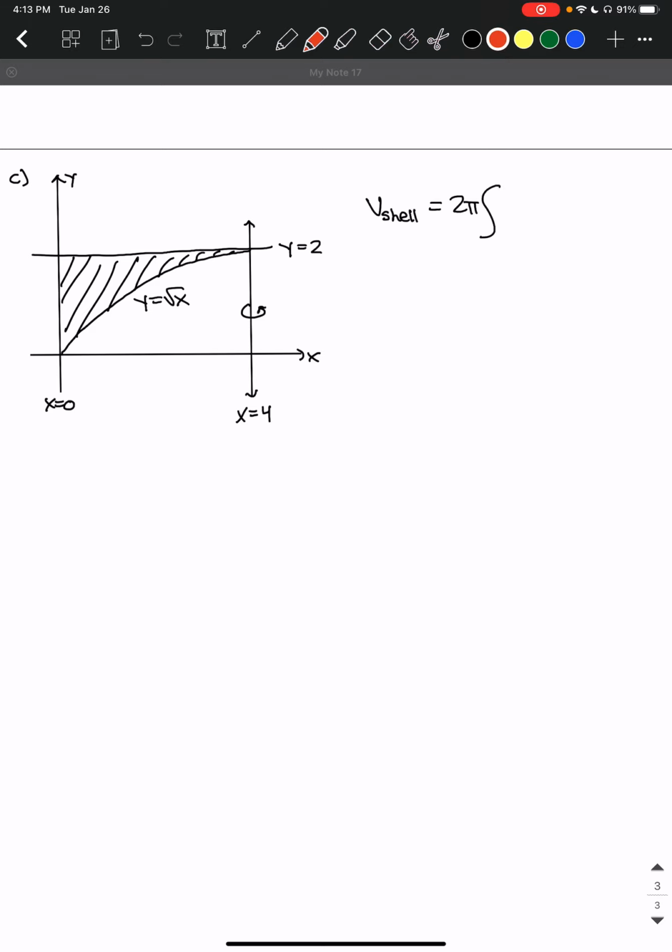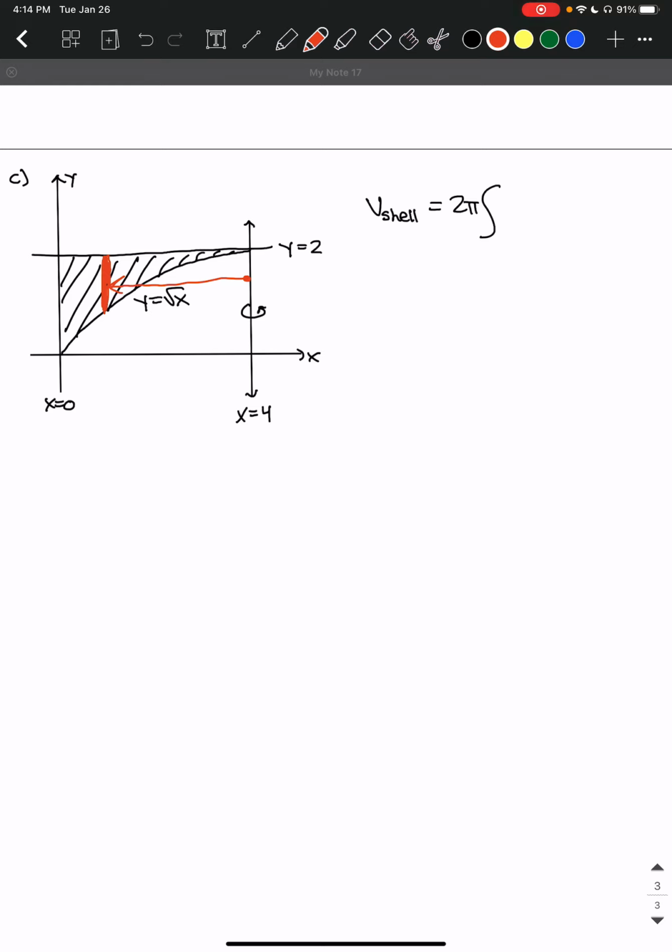If I'm going about the line x is equal to 4, I need my strip to be parallel to it, so it's going to look something like this. This is a little tricky, right? So we know our radius is by definition this distance here. This is the radius we're looking for.